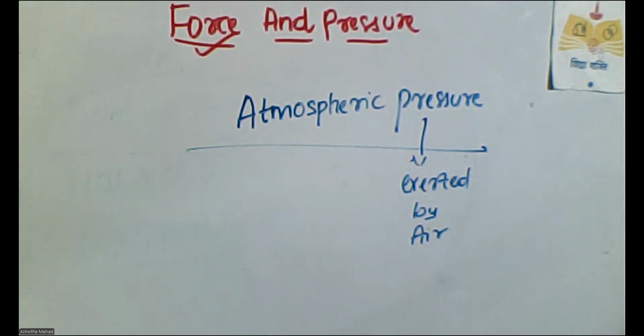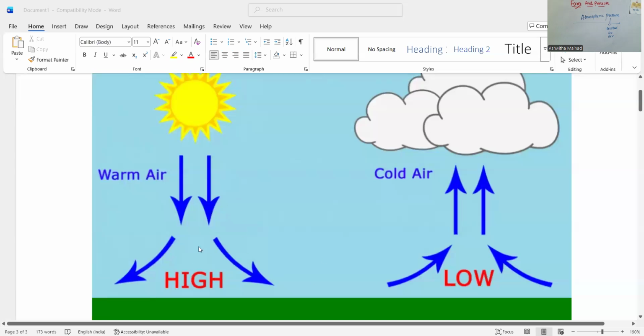Let us understand with much more clarity this topic with the help of a visual aid. Can you all see my screen? You can see here two altitudes have been mentioned. Warm air, cold air, low, high. So what do we understand from this? We know that pressure is force per unit area.